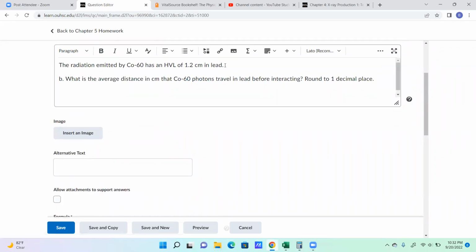Radiation emitted here again, the half-value layer is 1.2 cm in lead. What is the average distance in cm that the Cobalt-60 photons travel in lead before interacting?